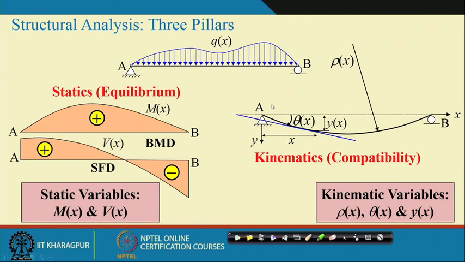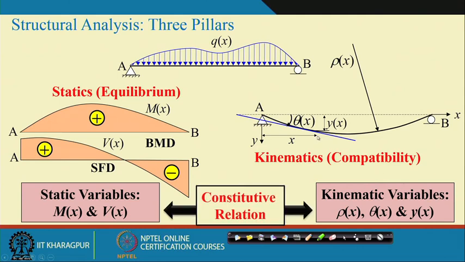So, this is one pillar, this is another pillar, and then what the constitutive relation does is give how these two different sets of variables, the static variables and the kinematic variables, are related to each other. That is the main purpose of the constitutive relation. So, the constitutive relation is essentially a relation between your static variables, in this case moment and shear force, and the kinematic variables.